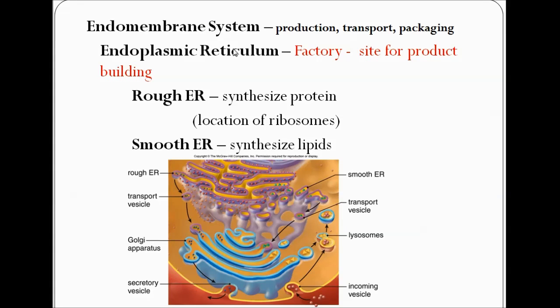So let's break it down. Here's the endoplasmic reticulum. That includes the rough ER, there's the E and R, and the smooth ER. Those are these guys right here.